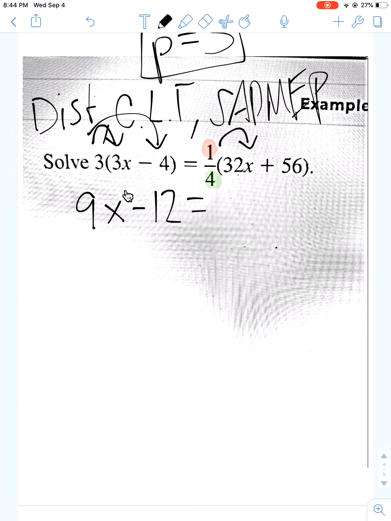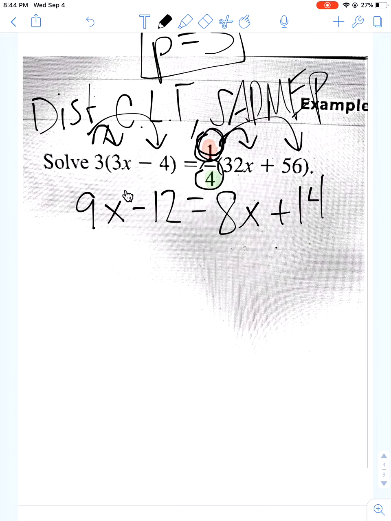32 by 4, which is 8. And then multiply it by 1. Well, 8 times 1 is 8x. Same thing here. I'm going to divide by 4. So 56 divided by 4 is 14. 14 times 1 is 14. Now I've got to figure out some way to get the variables on the same side.